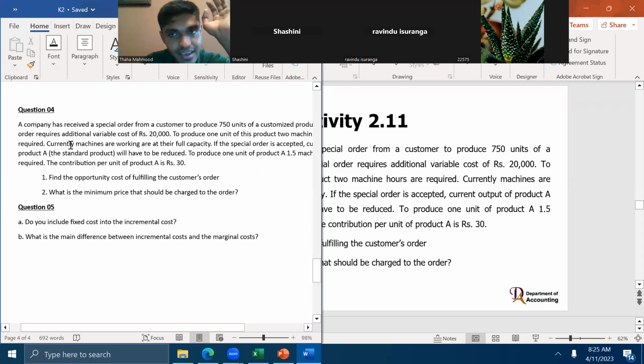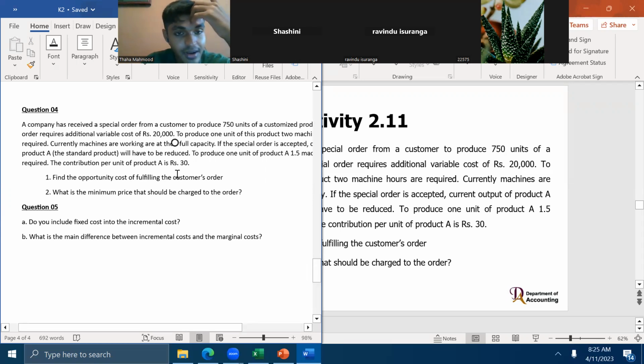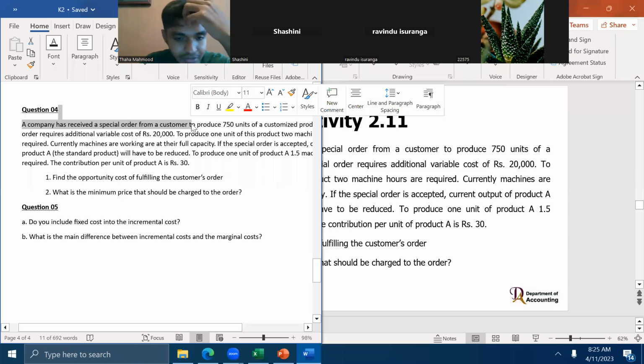Currently, the machines are working at full capacity. Machines are at full capacity. Then full capacity එකේ වැඩ කරද්දී එතකොටම we are getting a hint. All right, they are working at full capacity. So in order to produce this order, this customer ගේ order එක accept කරද්දී අපි මොන හරි එකක් we have to forego.